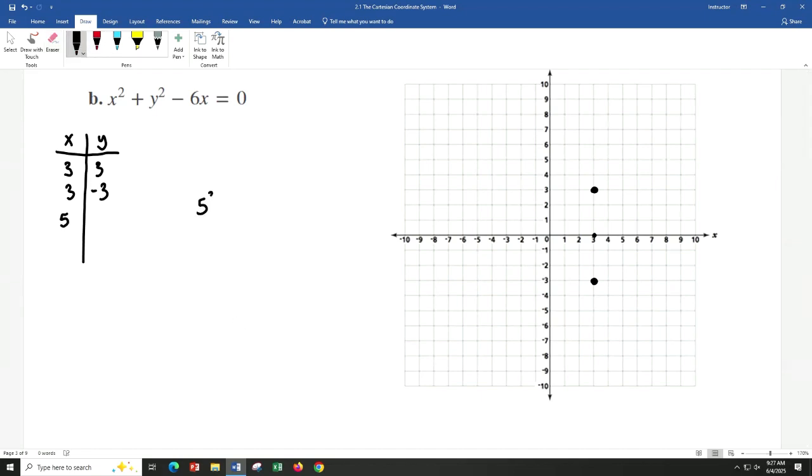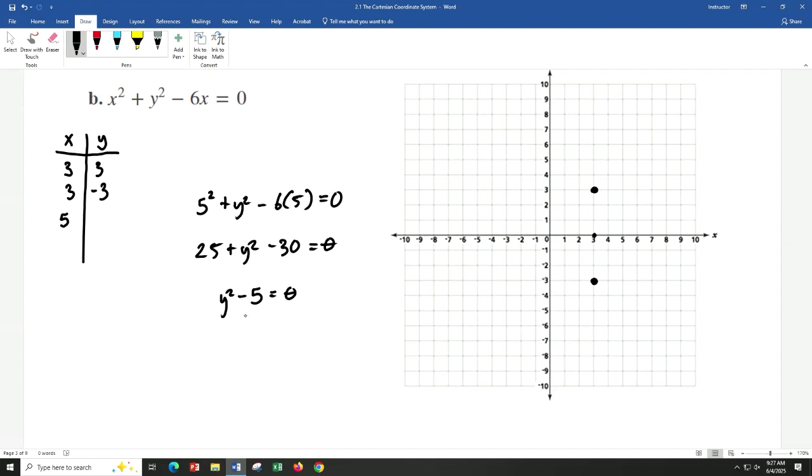I'm going to have 5 squared plus y squared minus 6 times 5 all equal to 0. That's going to become 25 plus y squared minus 30, all equal to 0. 25 minus 30 gives me, how about y squared minus what? 5, all equal to 0. That's not a difference of squares, is it? But that's okay. You know why? Because you have the square root method.